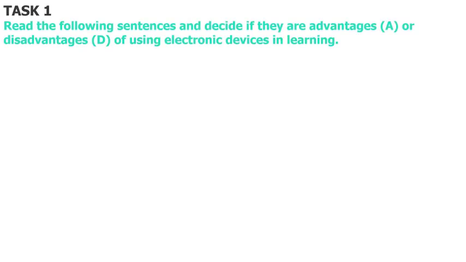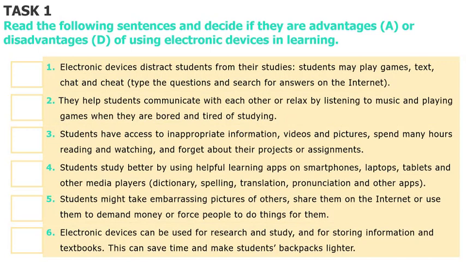Now, open your textbook. Page 32, look at task 2. Read the following sentences about some advantages and disadvantages of using electronic devices in learning, and decide if they are advantages A or disadvantages D. First, 1 minute for you to read the following sentences carefully.